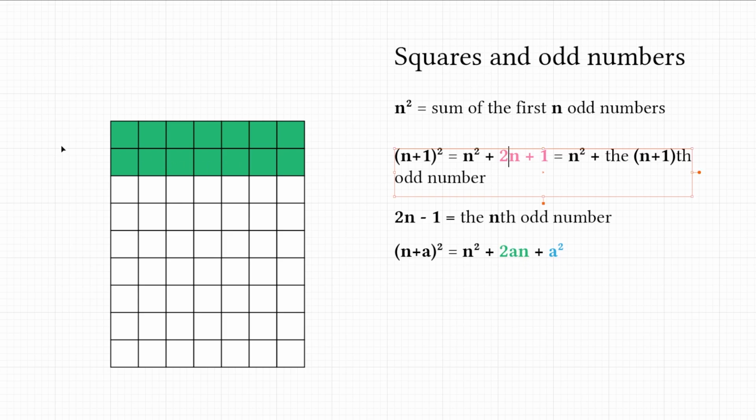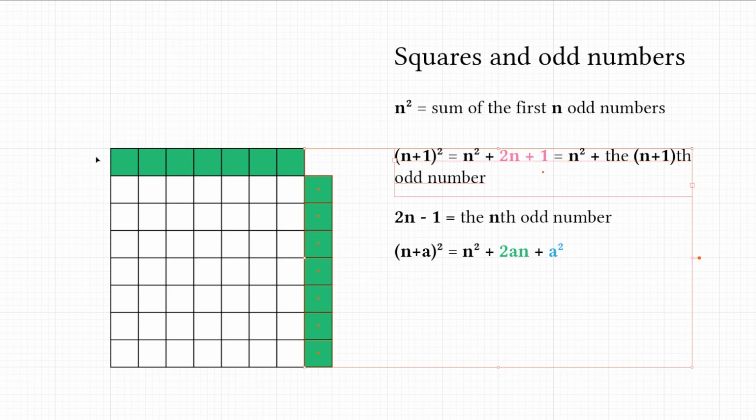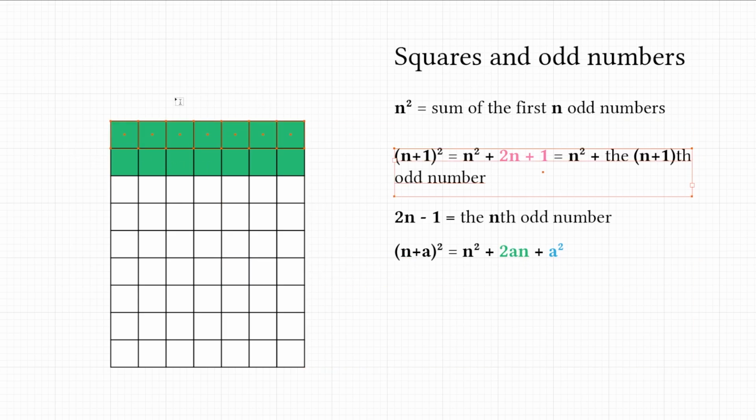Both rectangles are the same, so I can put them together and get this big rectangle, which is a 7 by 9 rectangle, because this is a 7 by 7 square, and we've got 2 7 by 1 rectangles on top of it.